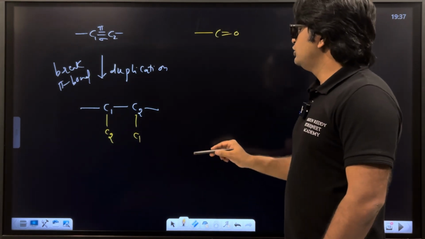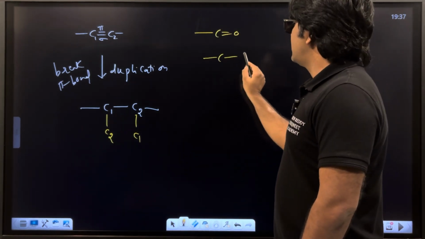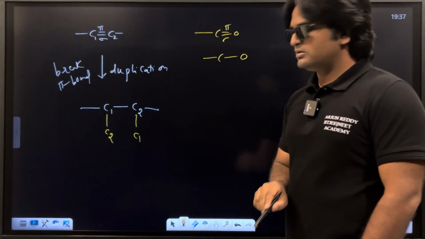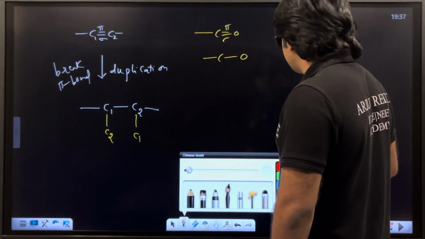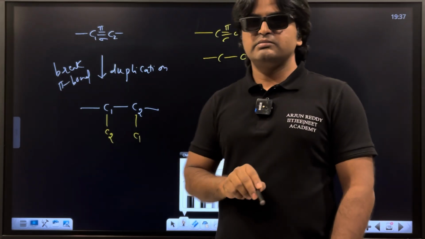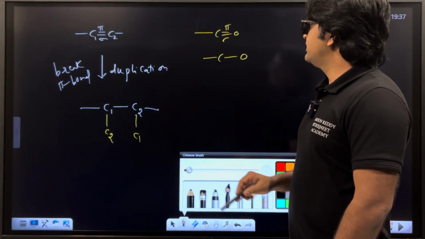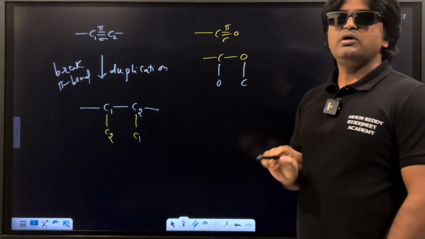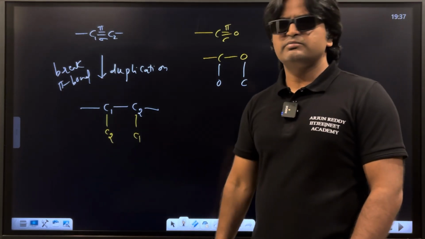For example, now C double bond O is there. So how are we applying duplication? Now here between carbon and oxygen we have one sigma bond and one pi bond, and here you break the pi bond but not the sigma bond. After breaking the pi bond, oxygen is connected to carbon and carbon is connected to oxygen. That is the duplication process.